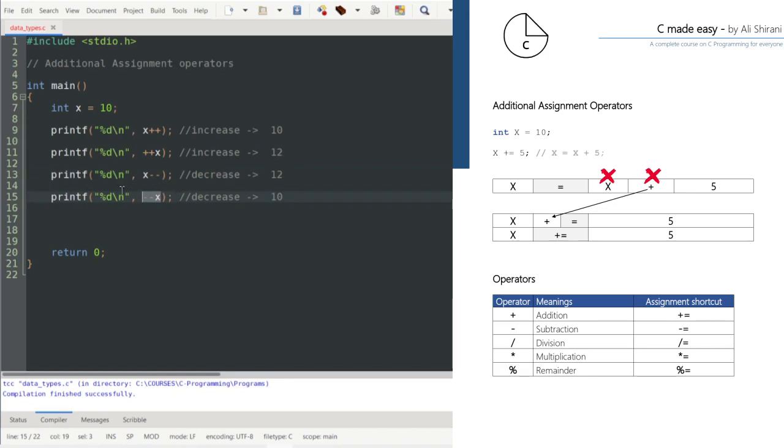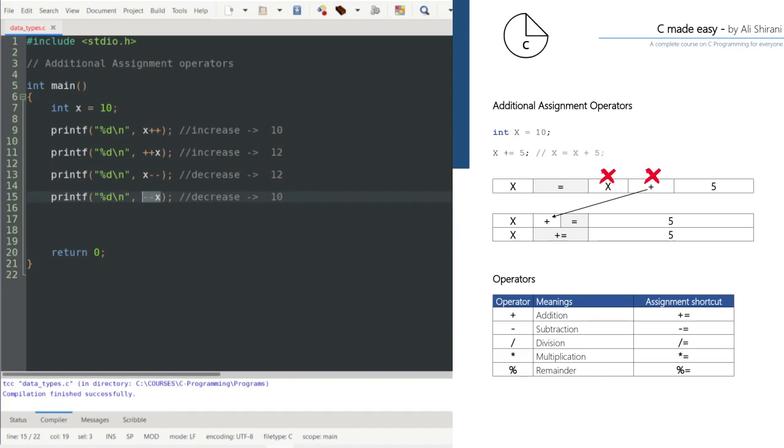Now when we came here, we said decrease the x by 1, and then the parent statement can use it. So it was already decreased to 11. Then in here, we decreased it to 10, and then it was provided to the printf statement, and the 10 was printed.